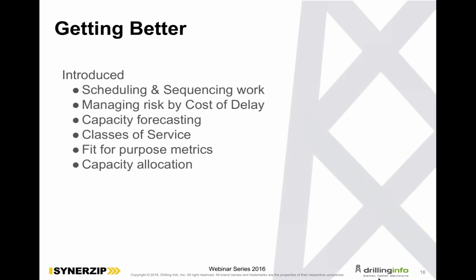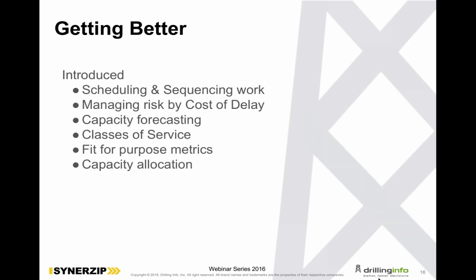So what I found is we're getting better, and so I've started introducing scheduling and sequencing of work. We've started having more discussions about managing risk by cost of delay and other methods. We've been doing capacity forecasting with Little's Law. There's another tool called Monte Carlo simulations that is probably the best way to forecast things. We started introducing classes of service so we could identify reports and whatnot versus standard work versus high priority work, and making sure we're flowing work more effectively through our systems.